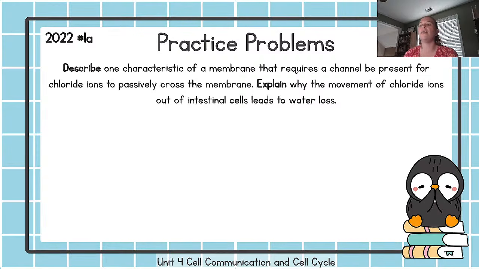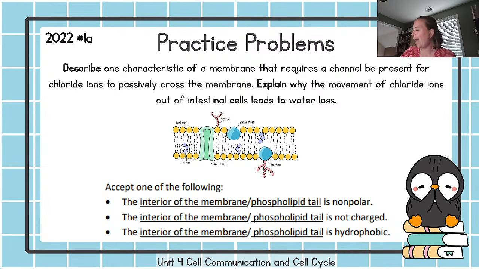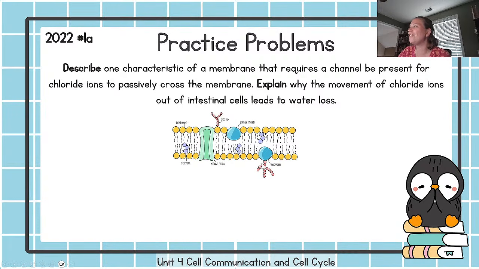So chloride ions, I know that ions are going to be charged items. I don't really need to know if it's positive or negative. I just know that those are charged. And if there's a charge, that means that it's going to be polar. Now, what this is asking me is a characteristic of a membrane that requires a channel to get something polar across the membrane. Well, polar materials aren't going to go through something that is non-polar. So what is the characteristic of the membrane? Well, the membrane is going to have to be non-polar, right?